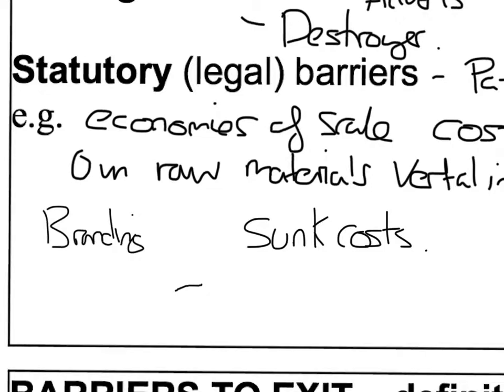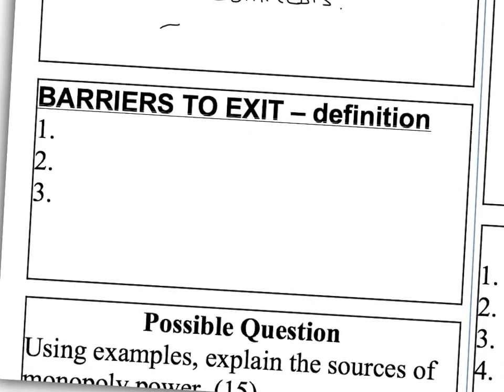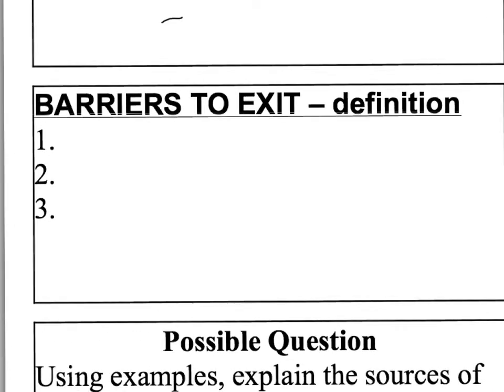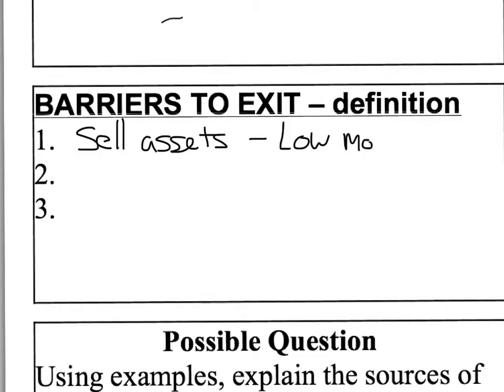Right, next bit down are barriers to exit. These are things that prevent people from exiting the market. And there are three main ones that I've seen. One is if you were to sell your assets. If you want to exit, you probably want to sell your assets. But the problem might be you might not get much money, so low, let's say, no money back. This could be because your machinery could be really specific, so no one else wants that machinery.